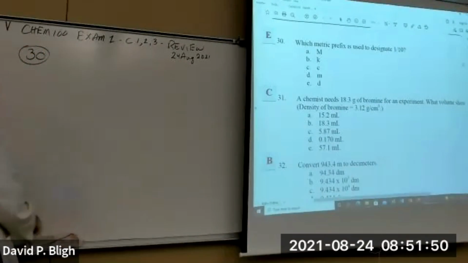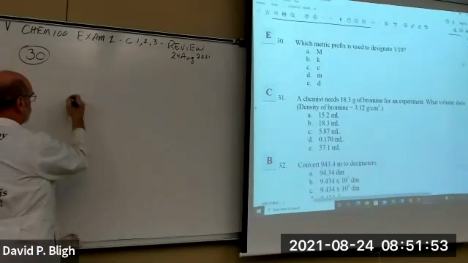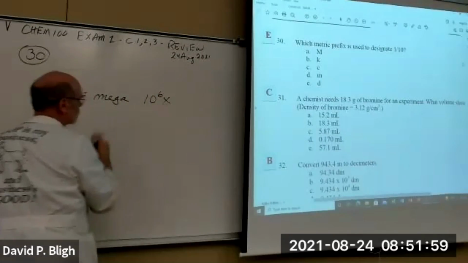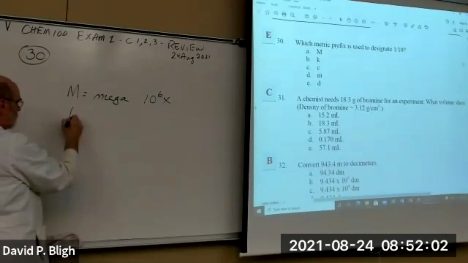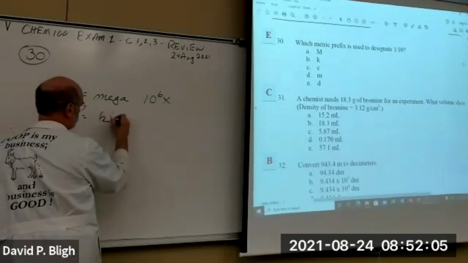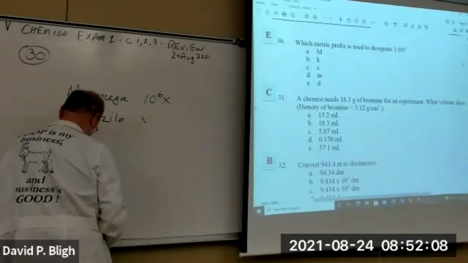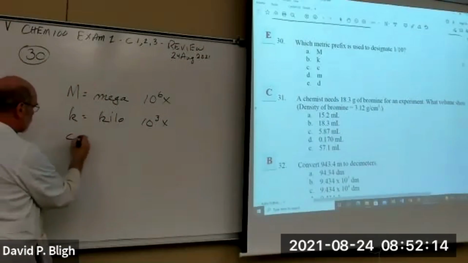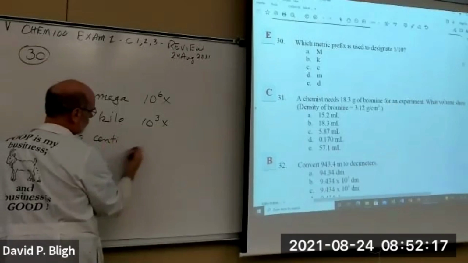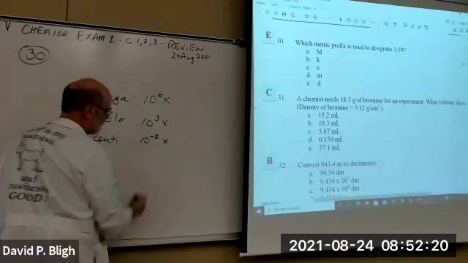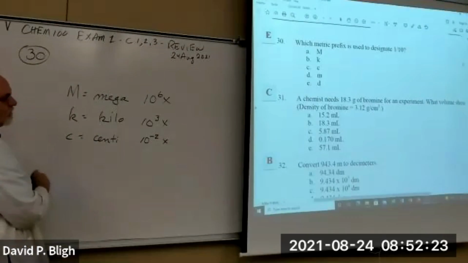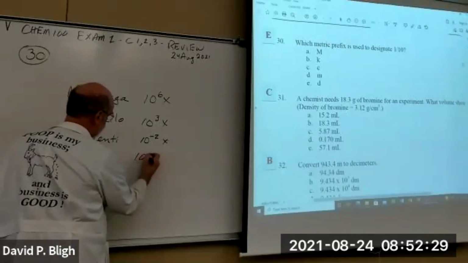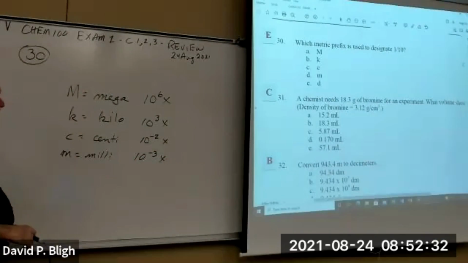What about the others? That's just why we're here. What's M? That's mega. And that's 10 to the 6th times. How about K? That's kilo. That's 10 to the 3rd times. How about C? C, centi. That's 10 to the -2 times, or 100th. M, milli. That's 10 to the -3 times. Okay.